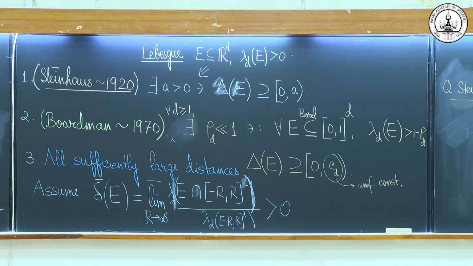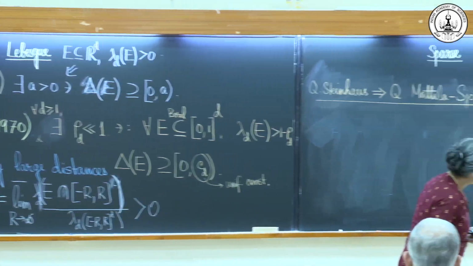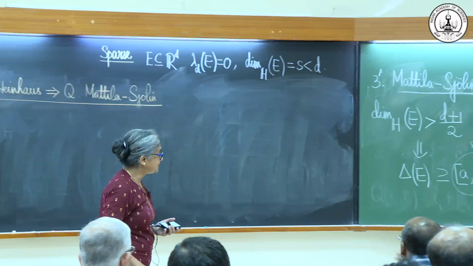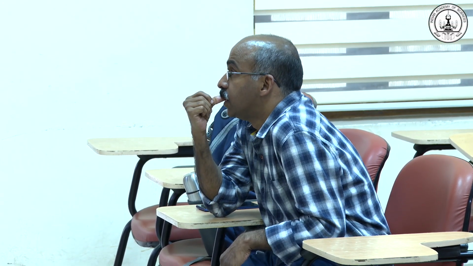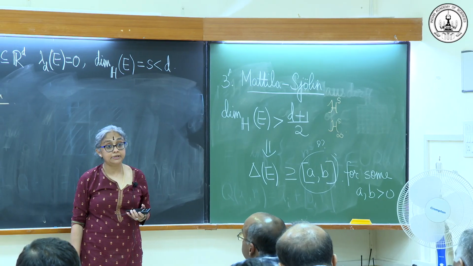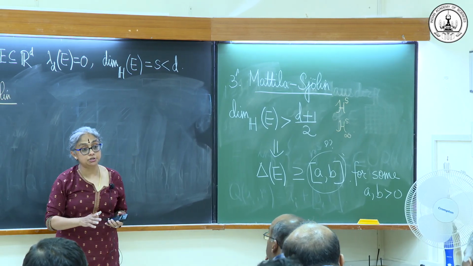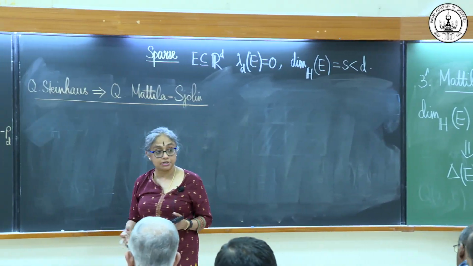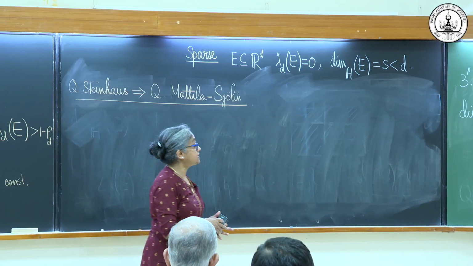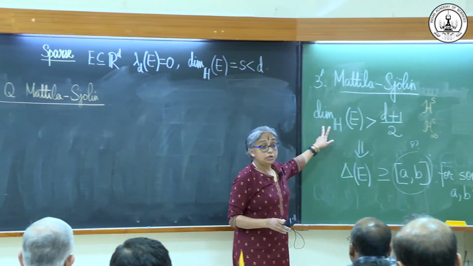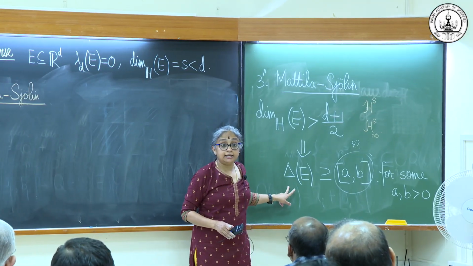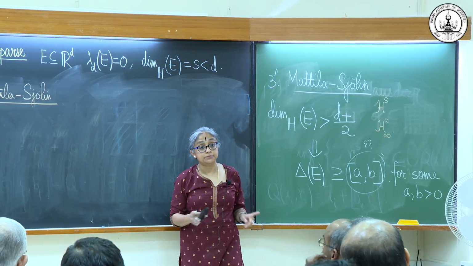Yes. So in Mattila-Sjölin, this A can be very close to 0? A can be very close to 0, but it cannot be equal to 0. Yeah. So again, this goes back to a construction which shows that there is a set of full dimension equal to d for which the distance set delta E doesn't contain any interval of the form 0 to A.